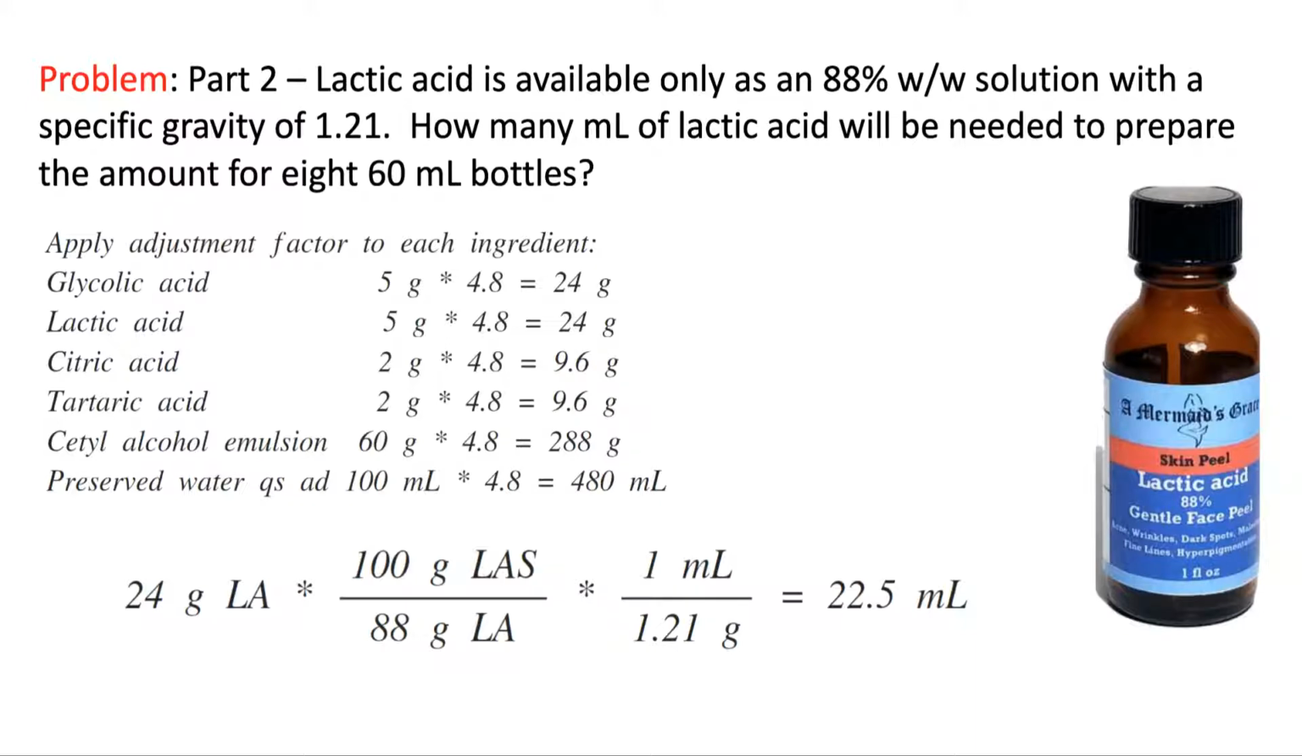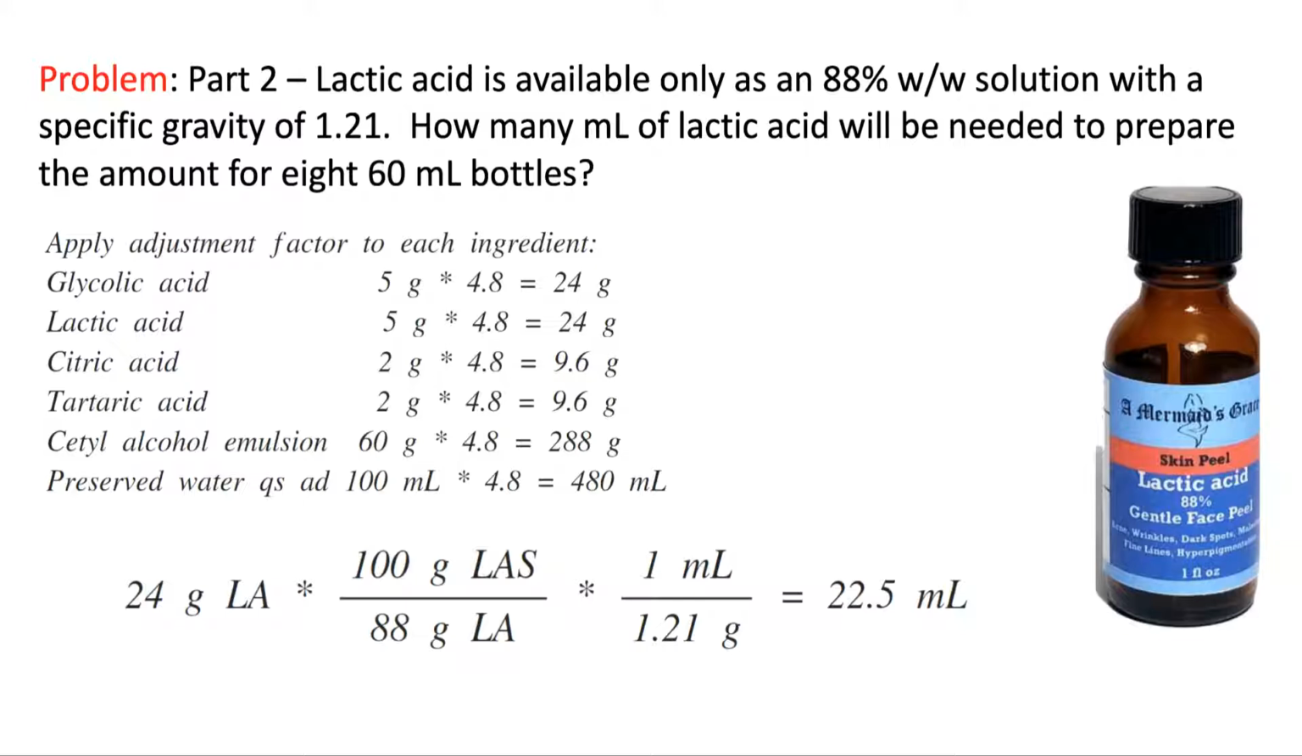Going back to the question here, we wanted 24 grams of this. That solution is 88% weight per weight, meaning there's 88 grams of lactic acid for 100 grams of lactic acid solution. So let's multiply it by 100 grams of lactic acid solution over 88 grams of pure lactic acid. That way grams of lactic acid cancel, and now we're in the weight of this solution. However, we don't want to measure it by weight. We want to measure it by volume.